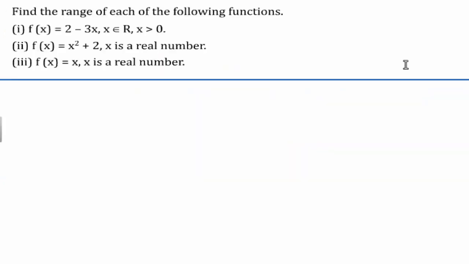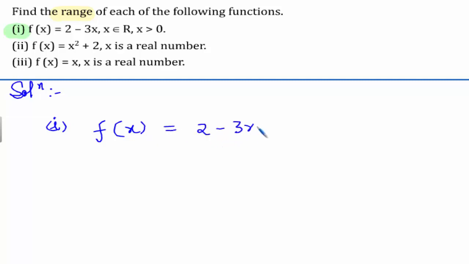In this question, 3 different functions are given. You have to find the range of the given functions. Let us see how to proceed with the solution of this question. Let us consider the first function which is given to us. It is f of x is equal to 2 minus 3x, where x belongs to the set of real numbers R and x is greater than 0. We have to find the range of this function given x is greater than 0.